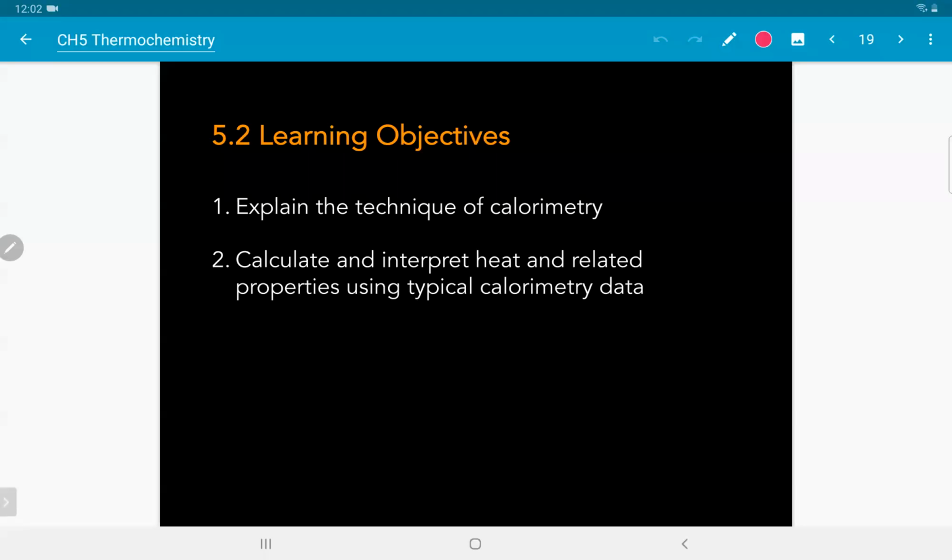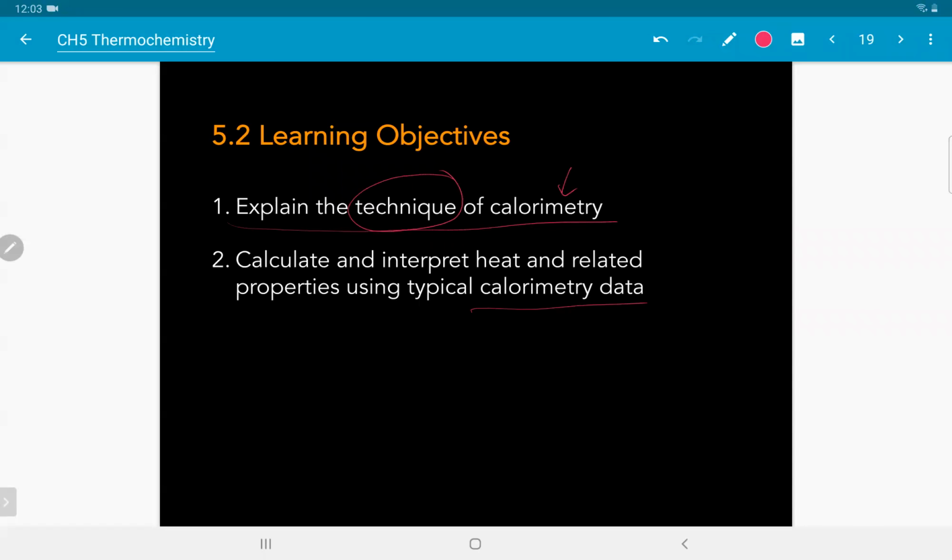All right, so there's two learning objectives for this section. The first one is to explain the technique of calorimetry. So we're going to define what calorimetry is and then give you a couple different types of calorimeters so you can explain the technique of calorimetry, how it's used, what does it solve for, and what types of equipment can you use for it. The second learning objective is to calculate and interpret heat and related properties using typical calorimetry data.